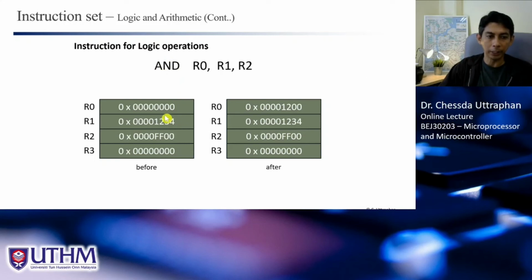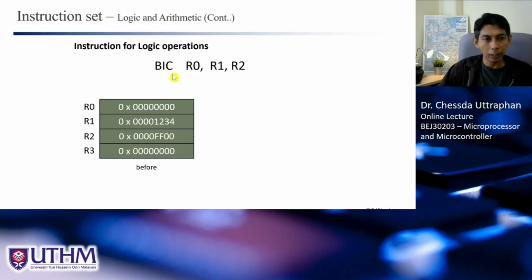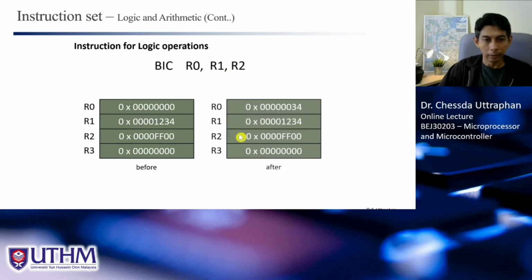For example, we want to preserve these two, but this one we want to clear off, so we can use AND, because anything AND with 1, we get the value back, and anything AND with 0, we will reset to 0. So this operation is AND with the complement value of R2. All right. So a little bit different here.